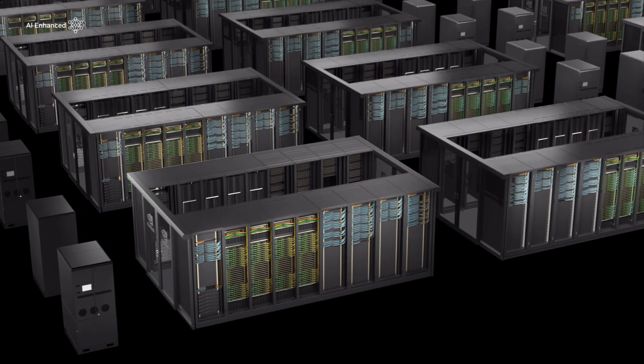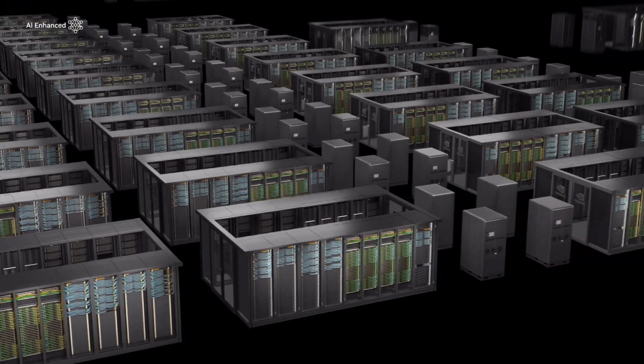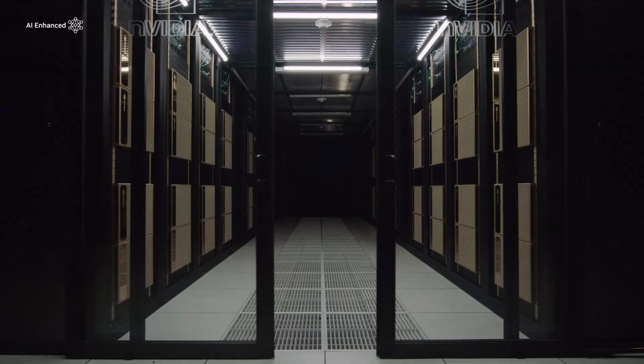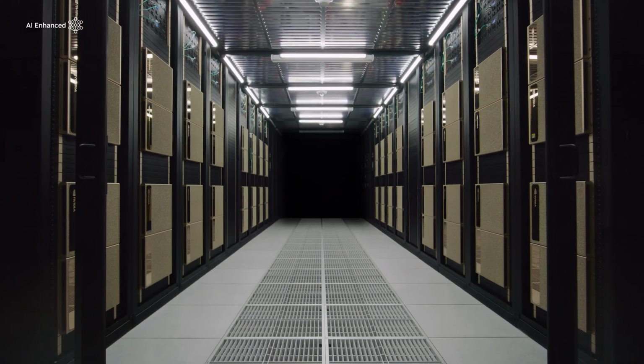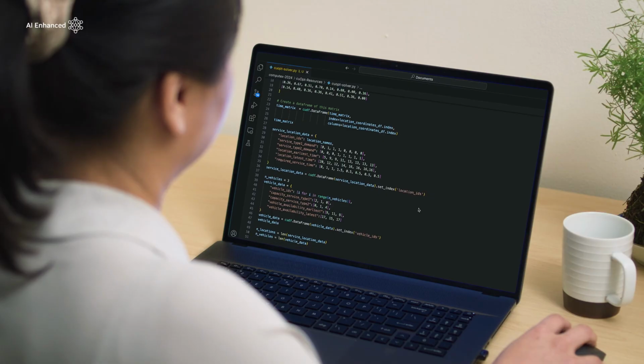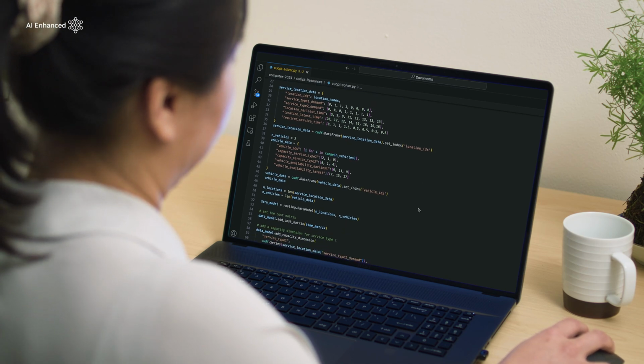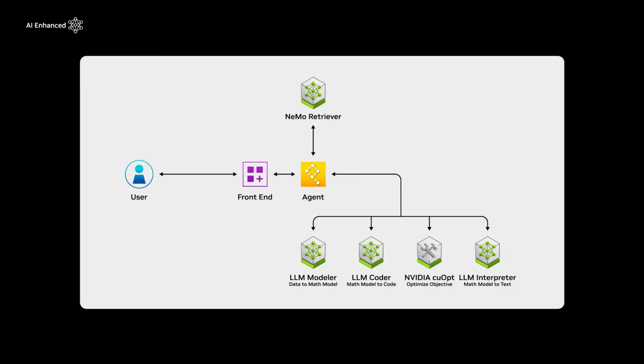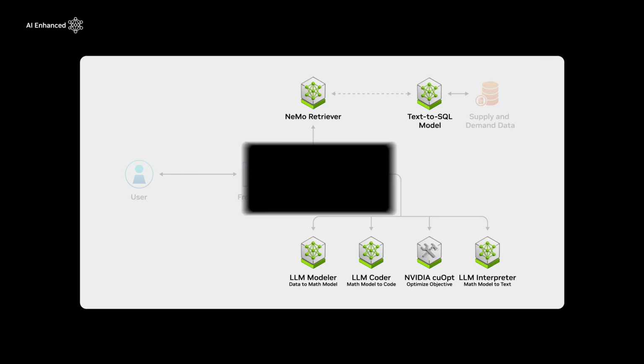First up, simplified development. As developers, we all love tools that make our lives easier, and NIM does just that. It allows you to build AI applications using industry-standard APIs and popular large language model, or LLM, development frameworks. This means you can integrate AI models into your applications with minimal hassle. Imagine deploying AI models with just a few lines of code. That's the kind of simplicity we're talking about.